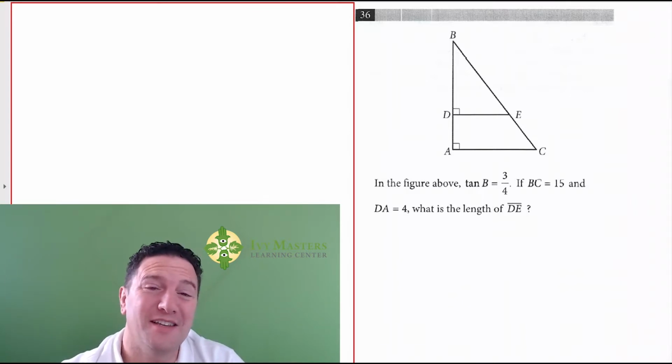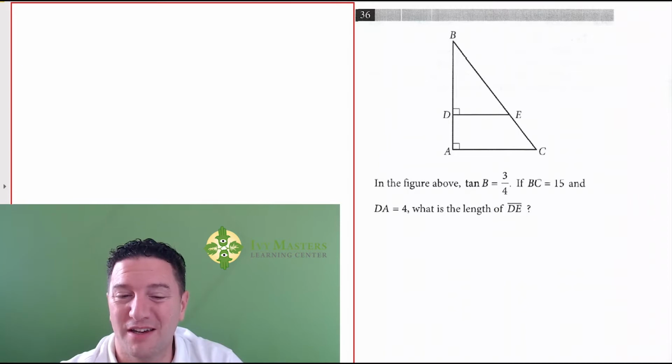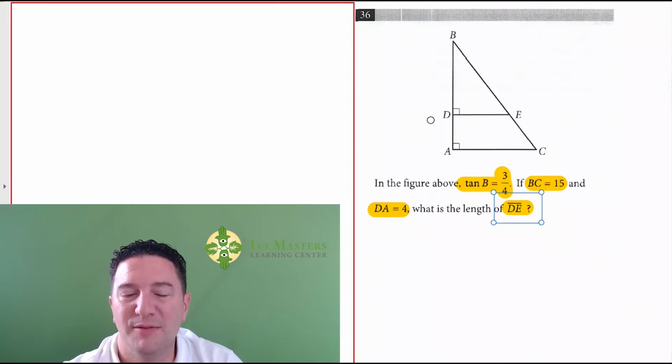Today we're going to look at Test 7, Section 4, number 36, which reads: in the figure above, the tan of B equals 3 over 4. If BC equals 15 and DA equals 4, what is the length of DE?